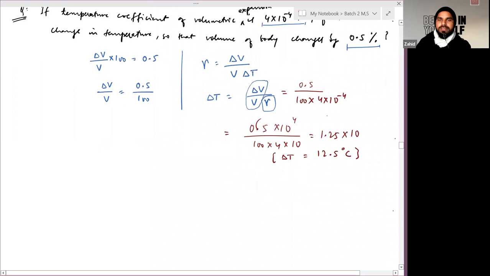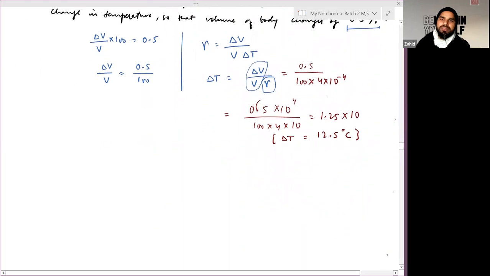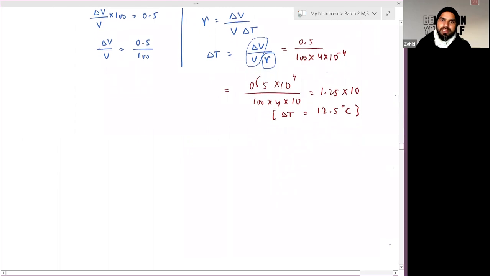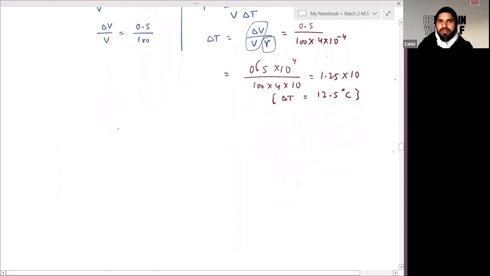So this is all about expansion of solid in one-dimensional, two-dimensional, and three-dimensional. Now, on the basis of this expansion, let me define its effect on density. So next is temperature dependency on density of body. Let's say at temperature T naught, density rho naught equals mass divided by volume.